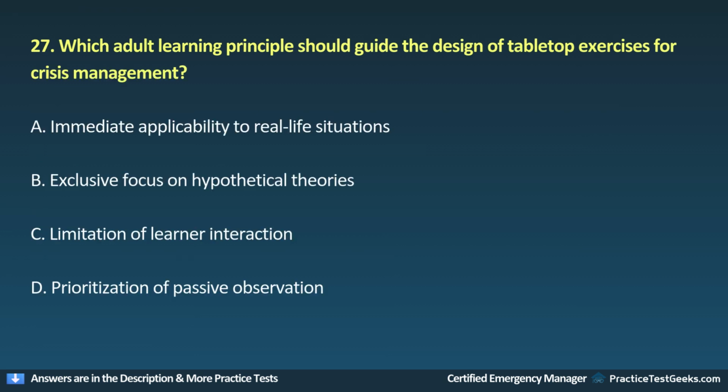27. Which adult learning principle should guide the design of tabletop exercises for crisis management? A. Immediate applicability to real-life situations. B. Exclusive focus on hypothetical theories. C. Limitation of learner interaction. D. Prioritization of passive observation.